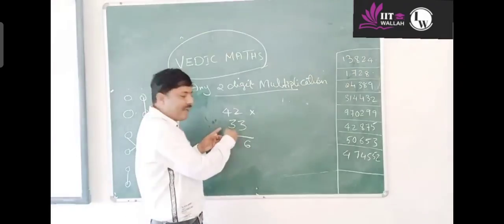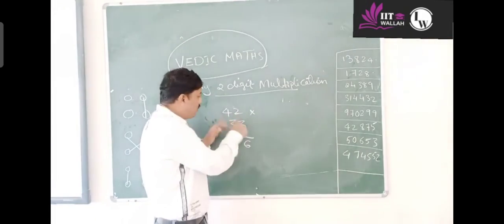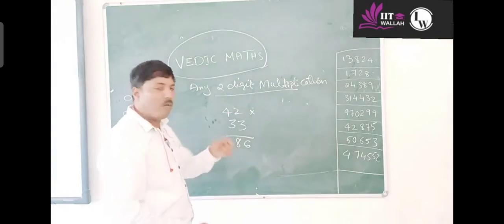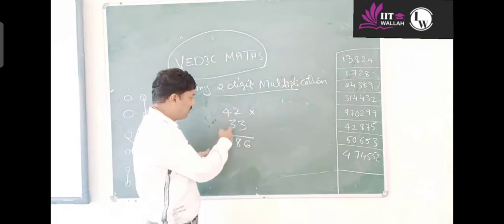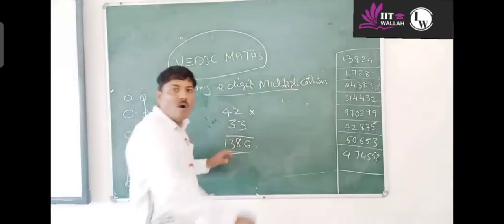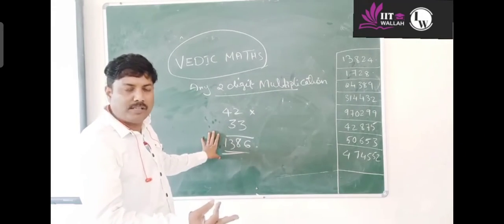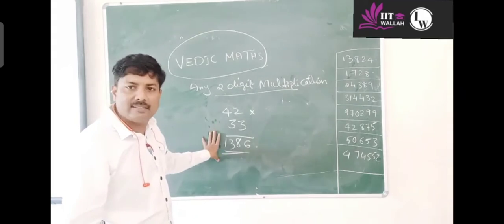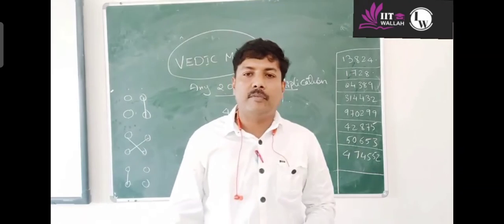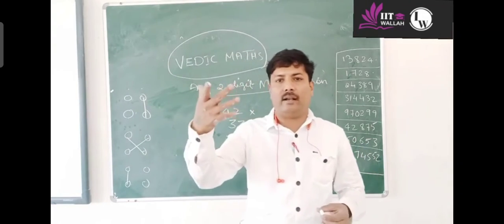Now cross multiply and add. 3 fours are 12, 3 twos are 6. So 12 plus 6, 18. So 1 carried. And the last step is 4 threes are 12 plus 1, 13. See, only one step. There is no more than one step. There are no calculations like that. Directly the answer. Without even pen and paper, you can do this. This is the magic of Vedic mathematics. Without even the pen and the paper, we can write the answers by looking.